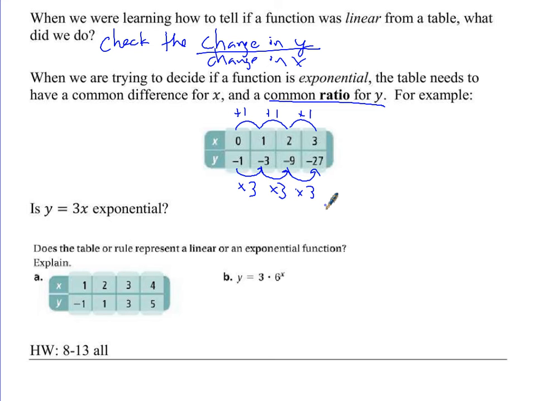So is y equals 3x an exponential function? What do you think? An exponential function has the x variable in the exponent. Is the x variable in the exponent here? No. X is not in the exponent.